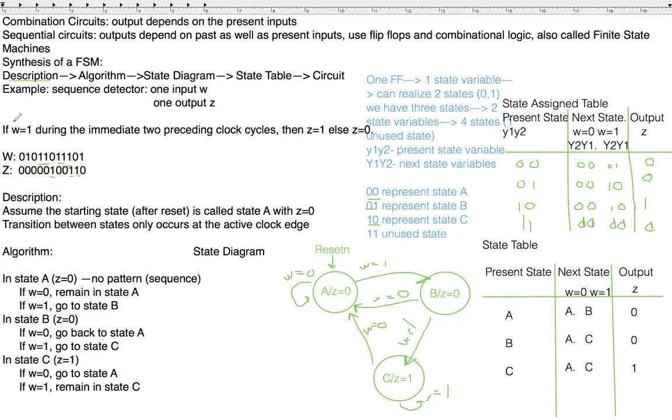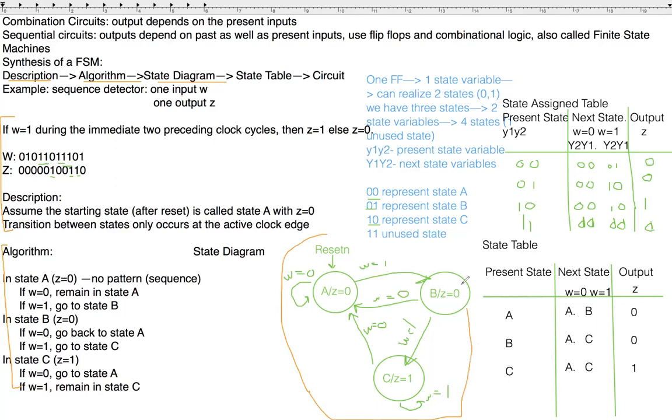Started with our description. So that was all this part here, where we have the pattern. So we assume the starting state after reset is A with 0 for Z. Transition between the states only occurs at the active clock edge. And then we have our algorithm. The algorithm here is in state A, in state B, in state C. State diagram here looks like this.